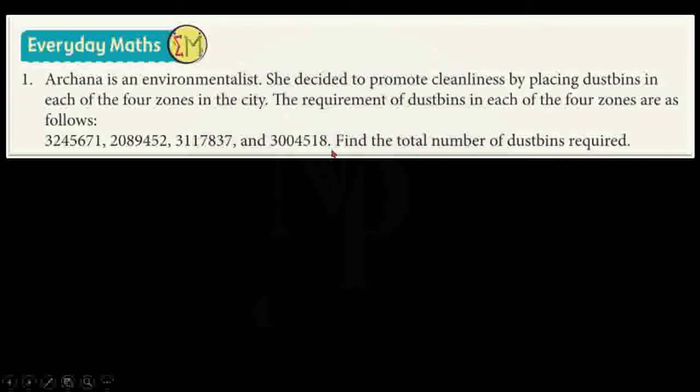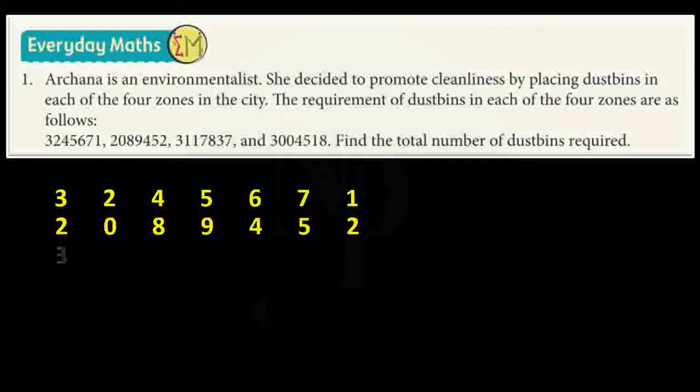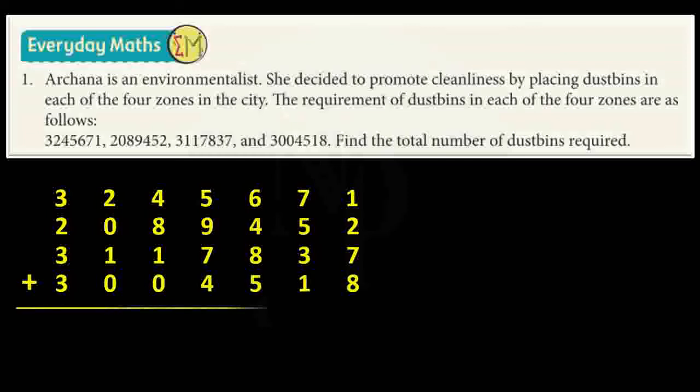So obviously this is an addition problem. So we have to write down these numbers appropriately, and we have to add to find the total number of dustbins required. Let us do that now. As a solution of this question, let us write down the given numbers vertically, one below the other according to their place values, and then we will add these numbers to find the sum. Let's add these numbers now.